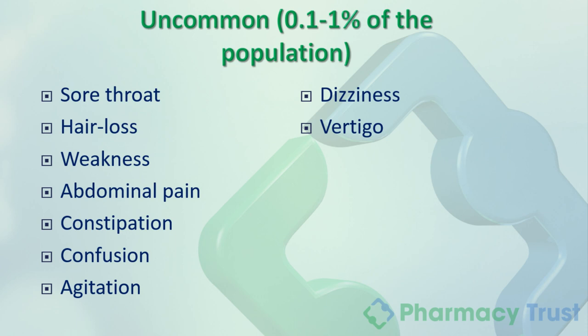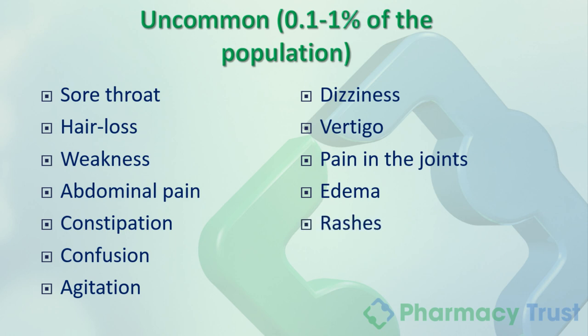This is a condition where you experience sensations of whirling and loss of balance. Pain in the joints. Edema. This is where excess water collects in parts of your body and can cause swelling and other complications. You can also get rashes. These are red, itchy patches which form on your skin.